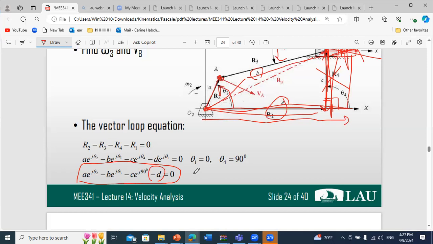And now to get the velocity equation, I derive. So as we said, for the first vector, magnitude is constant, angle is variable. So the derivative will be A times the derivative of the angle here, which is theta 2, and the derivative is omega 2. So A omega 2 e^(j(90 + theta 2)).